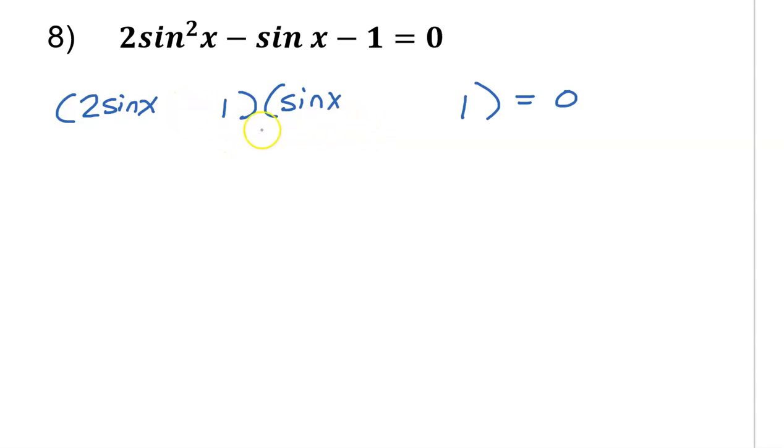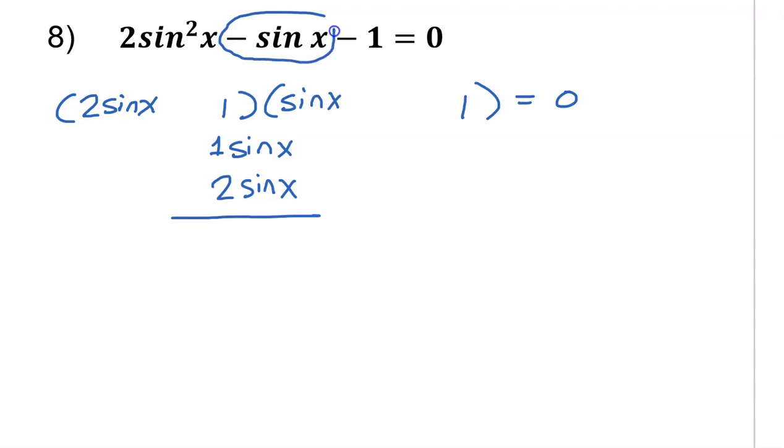To figure out if this is going to work, I need to look at the inner terms and the outer terms. The inner terms, 1 times sine x, that will give us sine x. The outer terms, the 2 sine x times 1, that will give us 2 sine x. In other words, we have 1 sine x and 2 sine x. The inner terms plus the outer terms have to equal the middle. Inner plus outer equals middle. So the middle is negative 1 sine x.